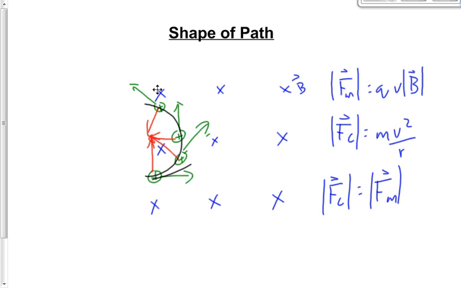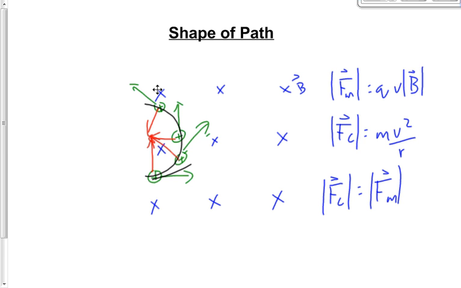What I'd like you to do right now is take out your data sheet. I want you to look for F is equal to QVB on your data sheet. Please try to find F is equal to QVB on your data sheet. Who's got it? Okay, where do you find that? It's under electricity and magnetism, right? Okay, it's the very last equation under electricity and magnetism, about 3/4 of the way down the page in the middle. Okay, that's an easy one to find.